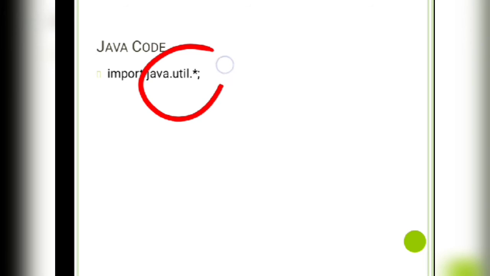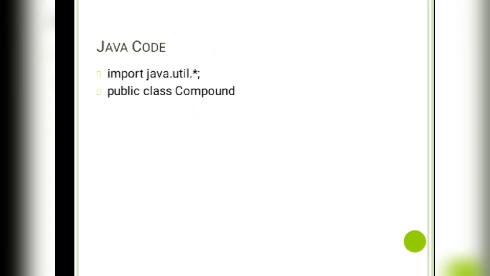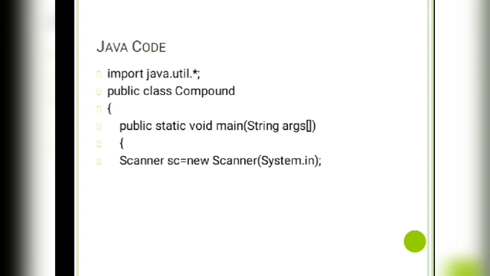Let's start with the code. First we are going to import the package because we are using the Scanner class over here, so this util package is very important. Next, the class name, I have taken Compound. You can choose your class name by yourself. Now open the class bracket. After that write the main method, public static void main String args. Open the method bracket. Now the most important thing, you need to create the object of the Scanner class.